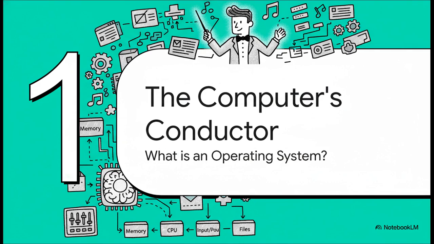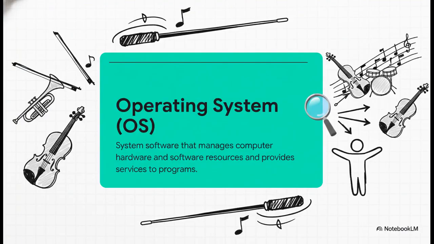So who is this mysterious conductor anyway? Well, it's the operating system. You know it as the OS, and it is the absolute master program that makes everything else you do possible. Now, the formal textbook definition tells us it's the system software that manages all the computer hardware and software resources. But honestly, I like our analogy way better.